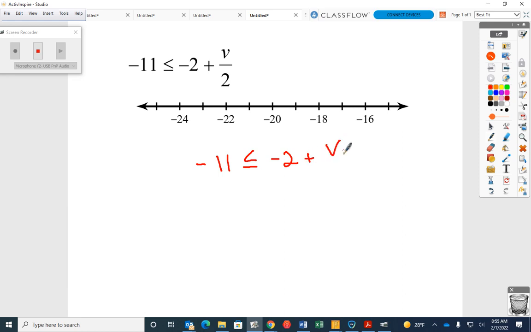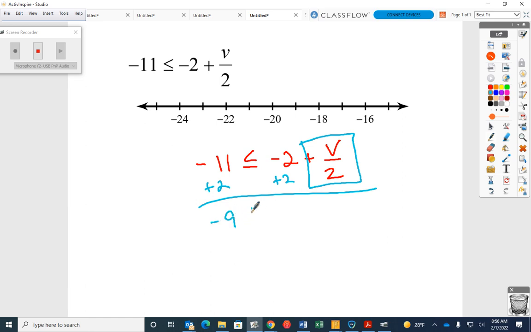Mr. Kersey, can I do the whole problem? Okay. Braden, what needs to go in the box here? V over 2. What's outside that box? Negative 2. How do I get rid of a negative 2? Positive 2. Do I do the same thing over here? Yes. Okay, so what is it? If you owe me 11 and you pay me 2, how much do you owe me now? Negative 9. Do those cancel? V divided by 2. Okay, good.